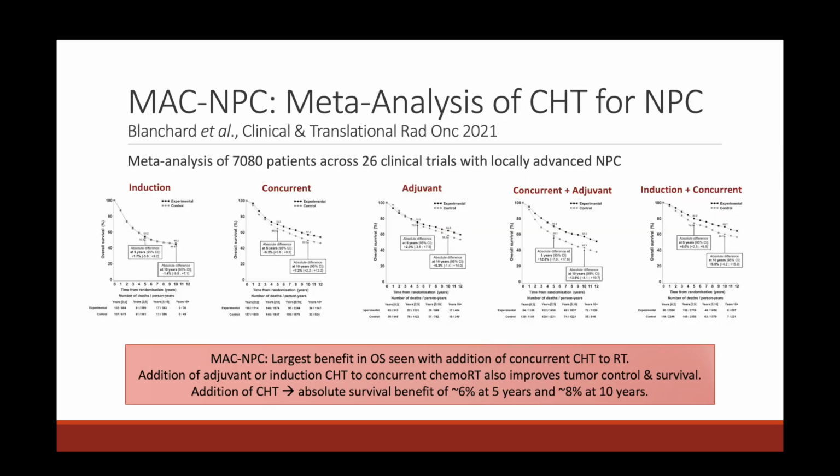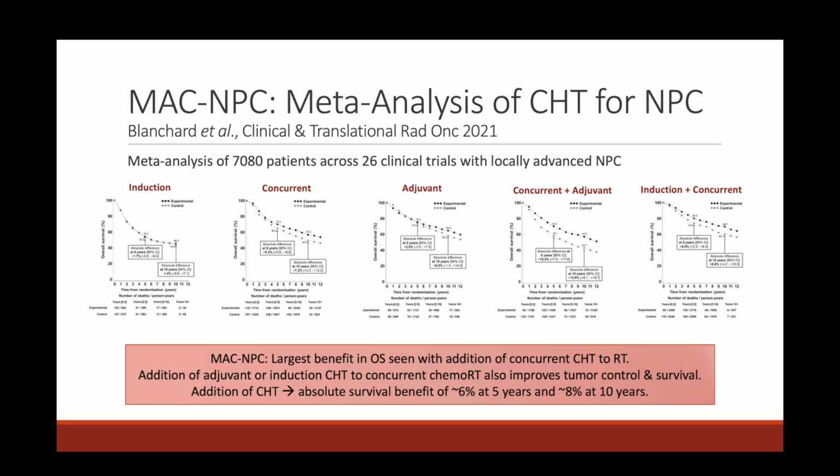So that brings us to this meta-analysis that I was just mentioning. It's also known as MAC-NPC, and it stands for meta-analysis of chemotherapy for nasopharyngeal cancer. This meta-analysis included about 7,000 patients across 26 different clinical trials with locally advanced nasopharyngeal cancer. What I've shown here are Kaplan-Meier curves for overall survival, looking at plus or minus induction chemo, plus or minus concurrent chemo, plus or minus adjuvant chemo, and then concurrent and adjuvant or induction and concurrent.